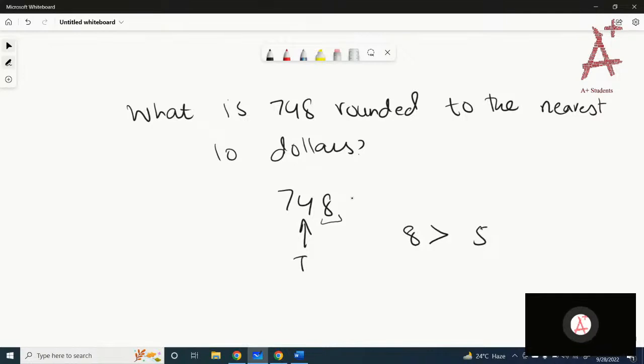Very good. 8 is greater than 5. That means you have to round up. Round up means you have to add 1 to the digit that is at the 10th position. So 4 plus 1 is 5, and you have to replace the digits that are at the right hand side with 0. You have only one digit, so just replace the 8 with 0. So that means the number rounded to the nearest 10 is 750. Got it?